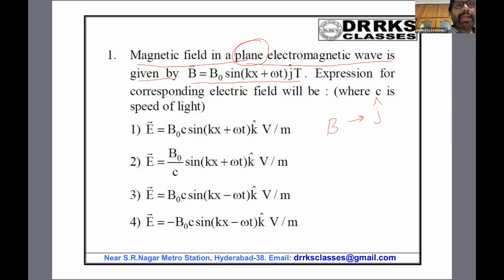Here, the direction of magnetic field is j cap, that is along the y-axis. So as I said earlier, how do you find direction of propagation? From the sine function. Here, kx plus omega t is given. So this represents a wave traveling along negative x. Remember that if kx and omega t have the same sign, it is traveling along negative x direction. If kx and omega t have opposite signs, it's traveling along positive x direction. So based on this knowledge, let us identify which of the following represents the electric field.